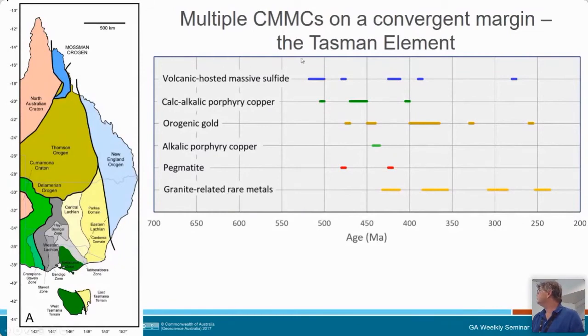And these are the distribution in time of these deposit types: VHMS deposits, calc-alkaline porphyry copper deposits, orogenic gold deposits, alkalic porphyry copper deposits, pegmatite, and granite-related rare metals. And we'll actually just explore as we move in time and in space what's happening here.